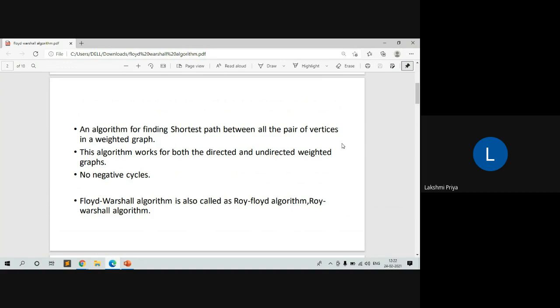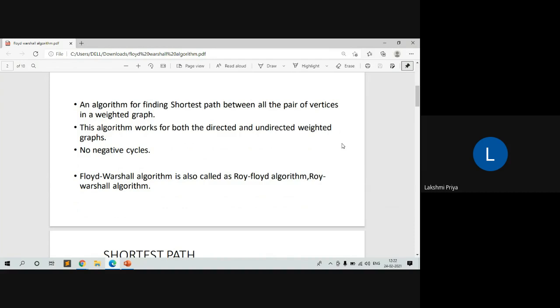In this graph, there are no negative cycles. Negative cycles are those where the sum of edges in a cycle is negative. This algorithm is also known as Floyd-Warshall's algorithm.